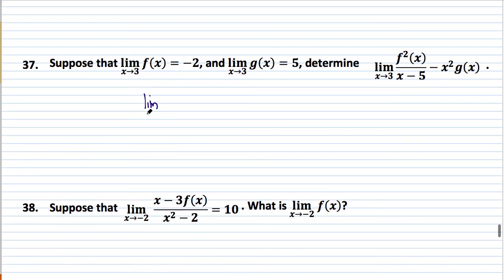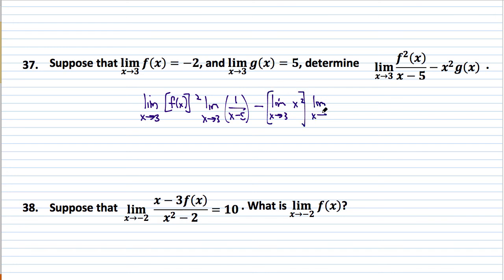So I can say the limit as x approaches 3 of f of x, and then I can square this. Then I'm going to multiply by the limit as x approaches 3 of 1 over x minus 5. Then I'm going to say minus the limit as x approaches 3 of x squared times the limit as x approaches 3 of g of x.